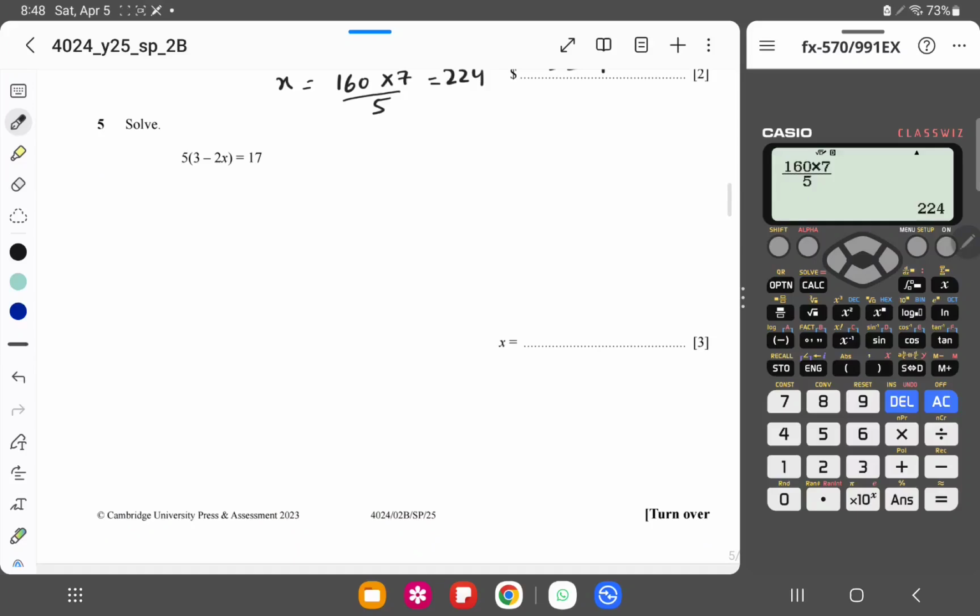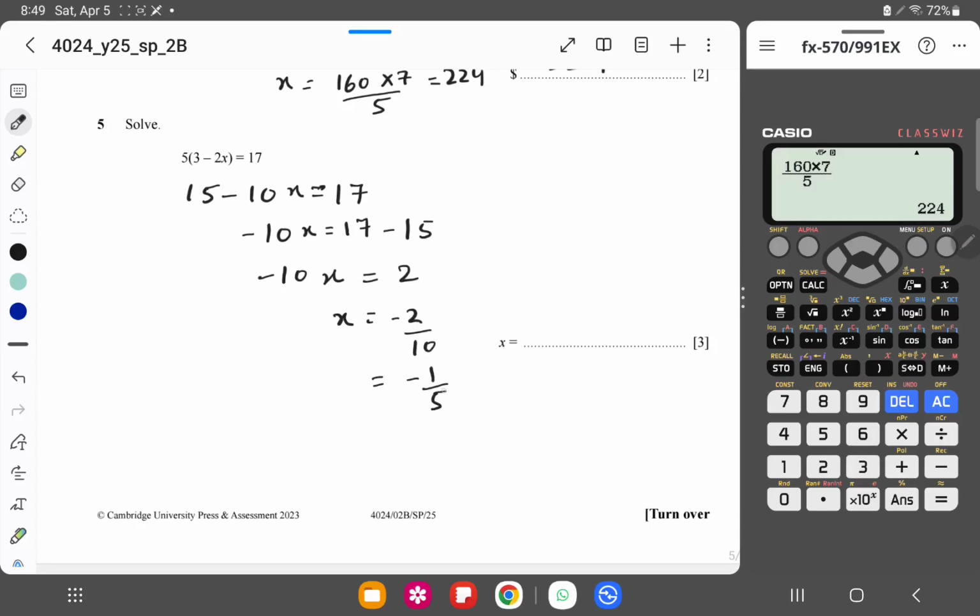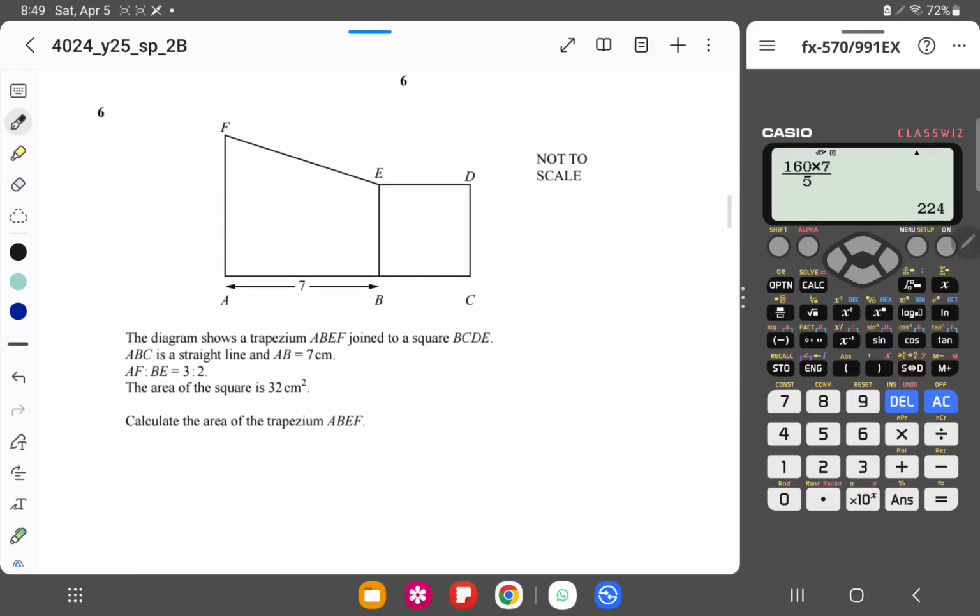Now we are at question number 5, a 3 marks question. Expand and find your answer. So 5 times 3 is 15, minus 5 twos are 10x, equals 17. So minus 10x equals 17 minus 15, because 15 was positive there. Minus 10x equals 17 minus 15, the difference of two numbers. So x will be equal to minus 2 over 10, which is minus 1 upon 5, the value for x. Now come to question number 6.